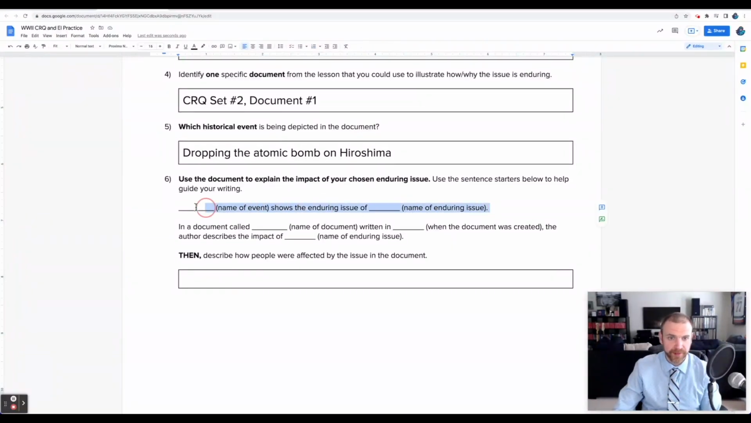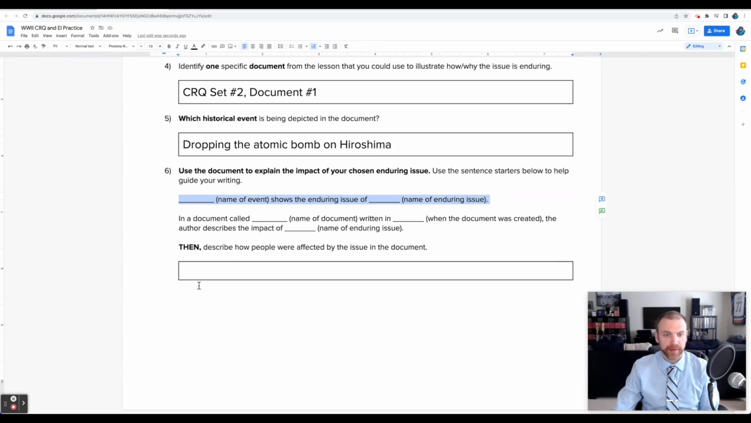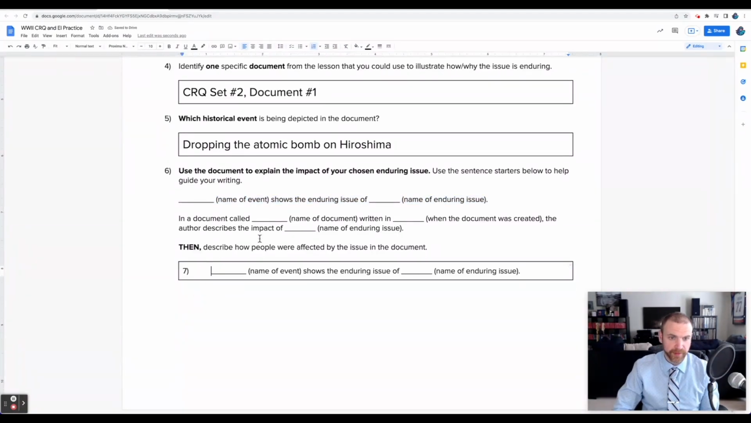Okay, so I'm going to take this sentence right here, and I'm going to copy it and paste it in this box. Let me just go ahead and delete that number. Okay, so for this first event, I'll also delete the parentheses here. I will say dropping the atomic bomb on Hiroshima shows the enduring issue of human rights violations, period. I'm going to select this text and make it bigger so you can see that better.